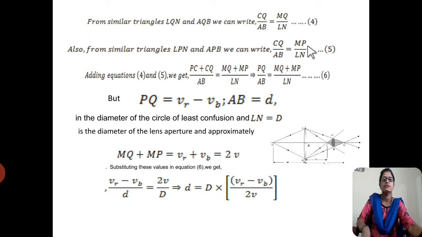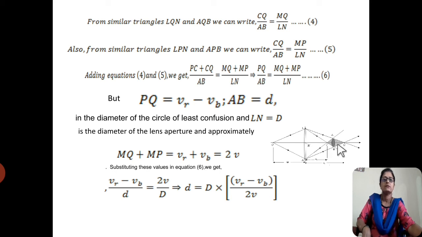Now we add both these equations, 4 and 5. We will get (MQ plus MP) by LN. But PQ equals VR minus VB. Here P and Q: this point is for blue and this is for red. The image of the blue ray is formed at this point, and the image of the red ray at this point. Therefore PQ can be taken as VR minus VB.